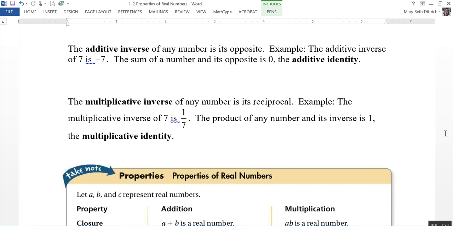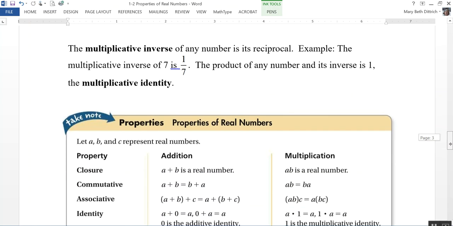The multiplicative inverse of any number is its reciprocal. So for example, the multiplicative inverse of 7 is 1/7. The product of any number and its inverse is 1, the multiplicative identity, which means I can multiply any number by 1 and the number remains the same.